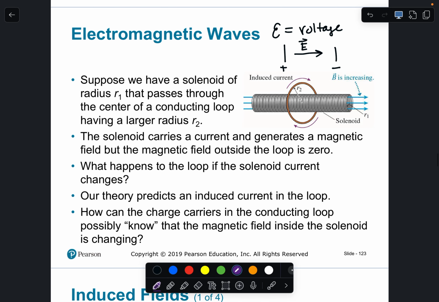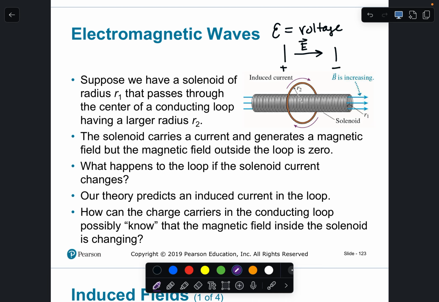And before we do that, let's bring up this little experiment for you, okay? Because I want to convince you that what is being created by a changing magnetic field is not just a voltage, it's actually an electric field. So that's what this first couple of slides is here to convince you.